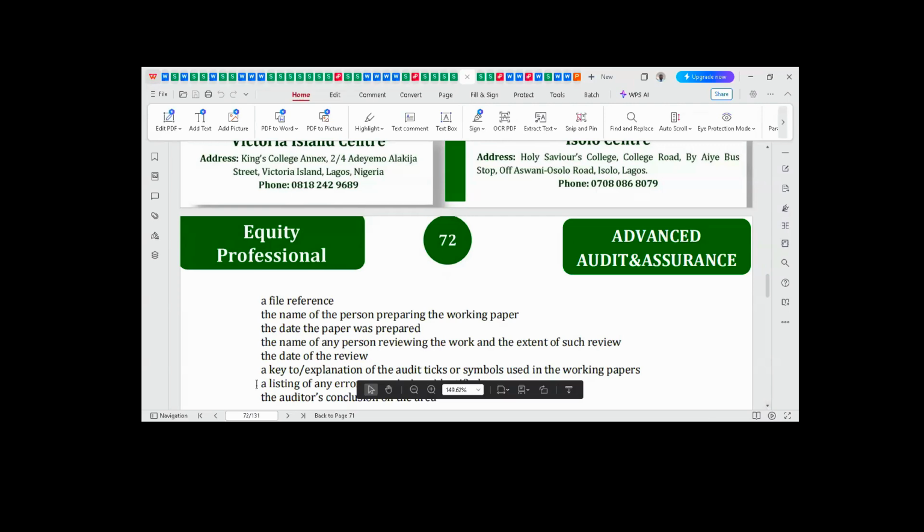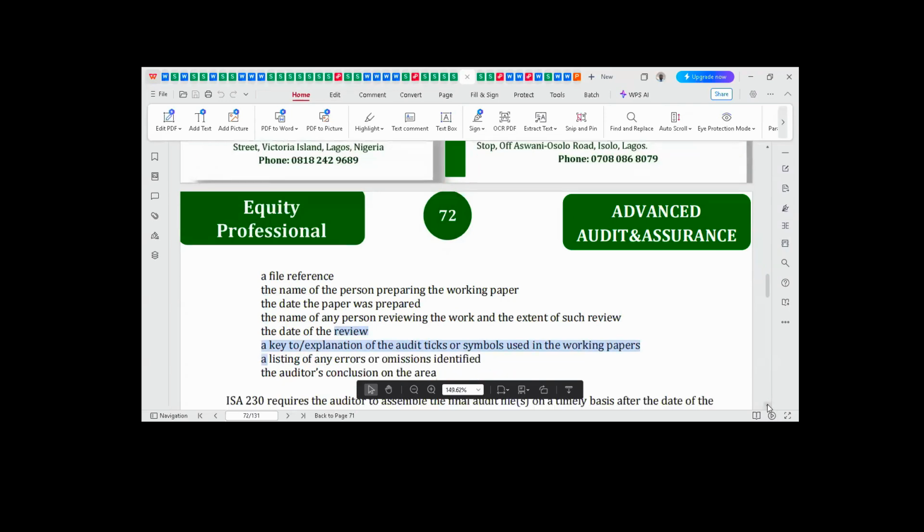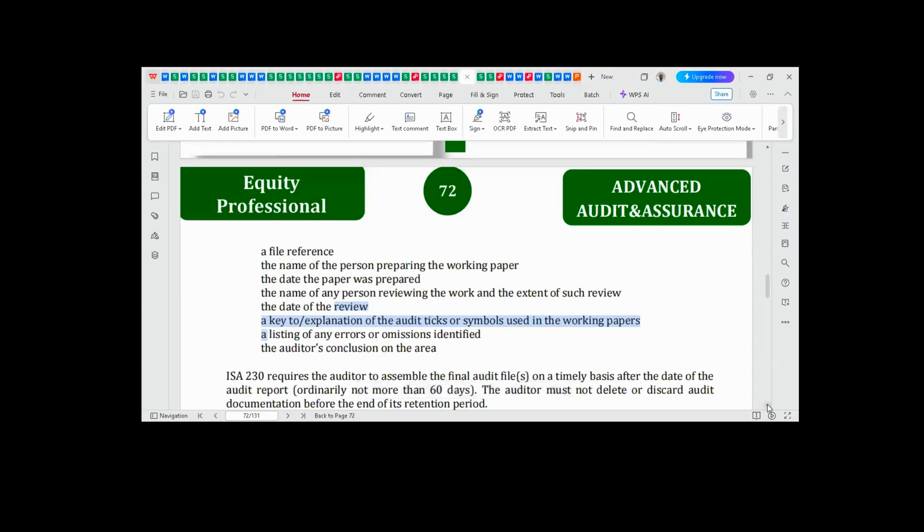Then, if there are any errors or omissions identified, everything will be listed here, because after the audit has been done, the essence of the audit documentation is to develop a report that will be shared with management, saying this is the outcome of the audit that we have just completed in your client's premises.